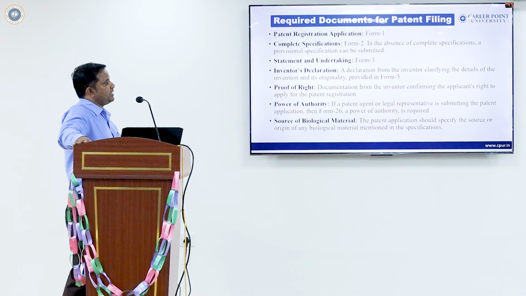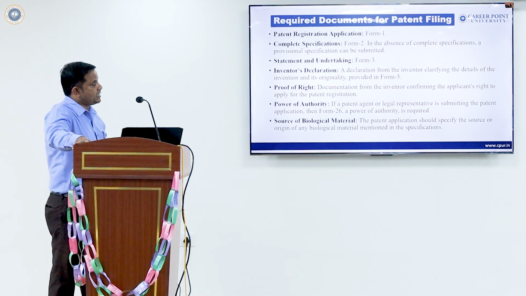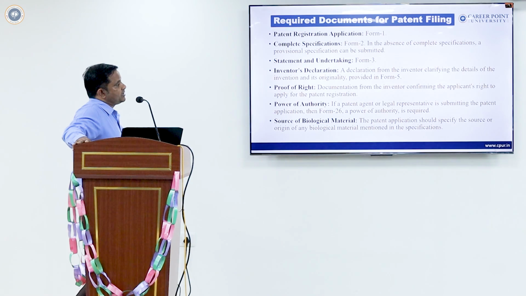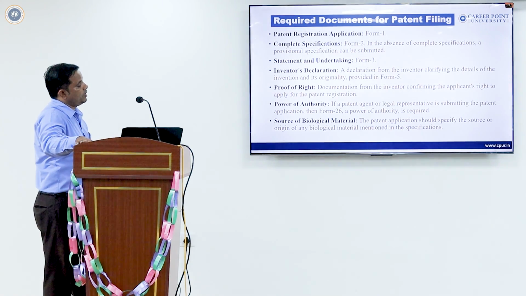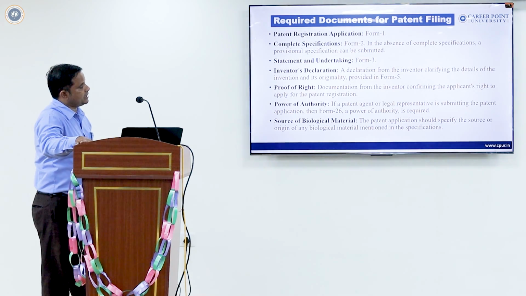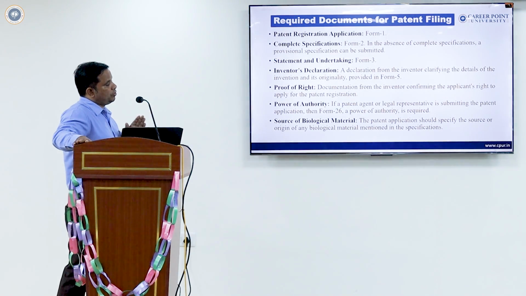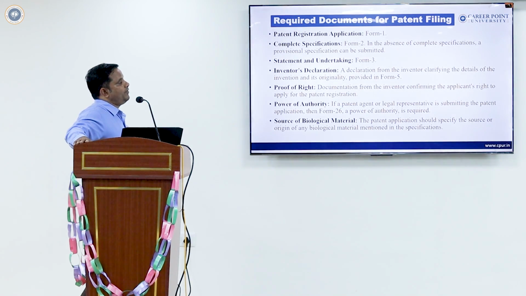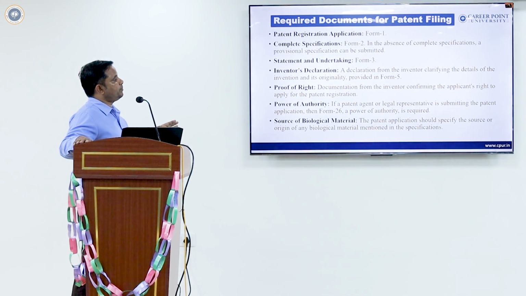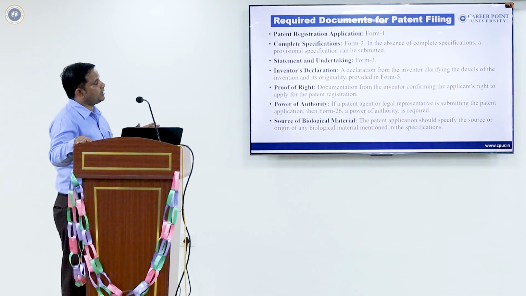Now the next one is the statement and undertaking. This is the form where we can easily mention the details about the ownership, what number of persons, what kind of people are there. So we should always mention everything about the ownership or statement and undertaking under Form 3.